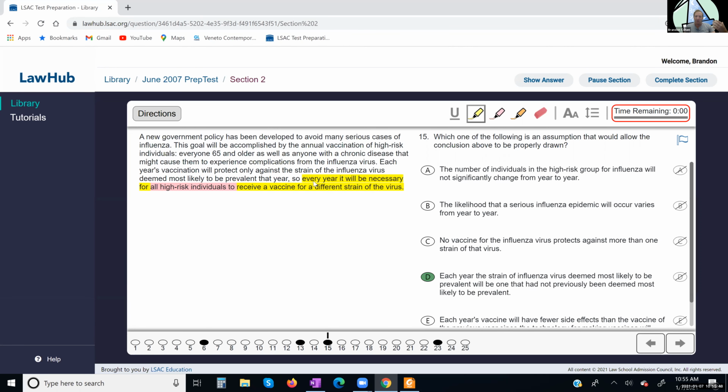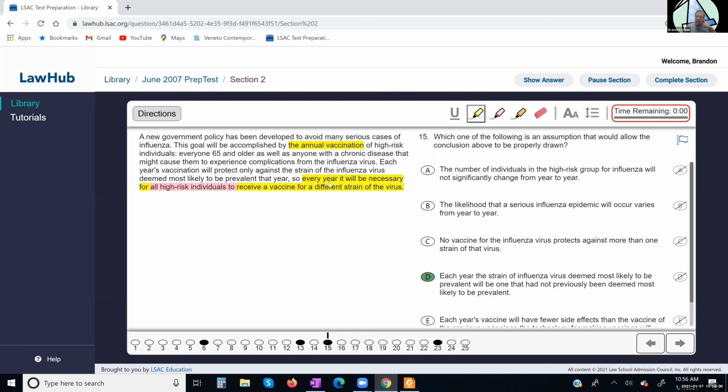So every year it's necessary for them to receive a vaccine for a different strain of the virus. Where do we get language? Do we have language about every year what's necessary? Okay, well, the goal was for annual vaccination. So I'm okay with this. Like, okay, yeah, for these high-risk individuals to receive a vaccine for a different strain. Now, every year getting one for a different strain.